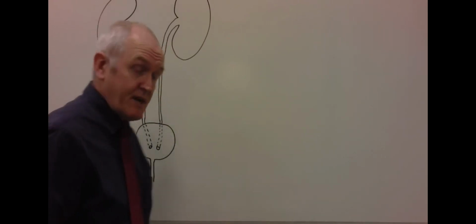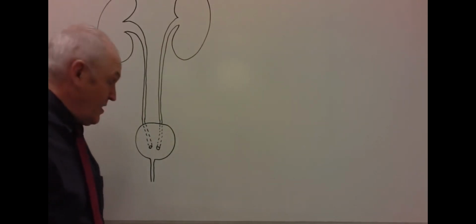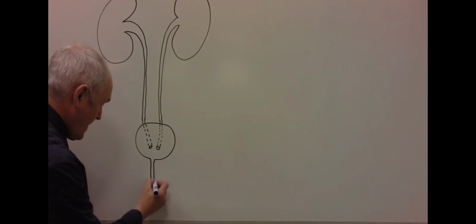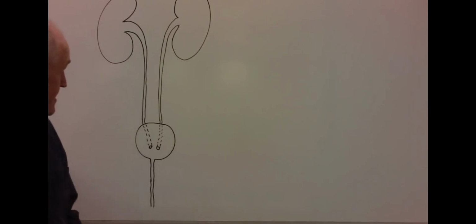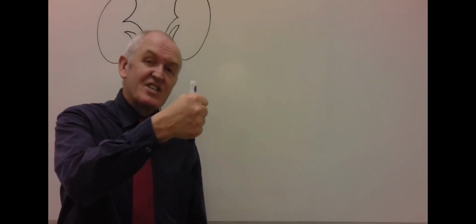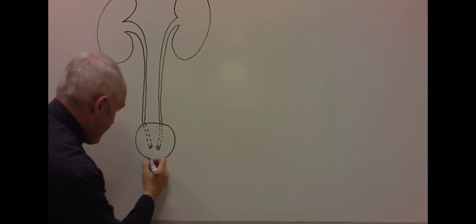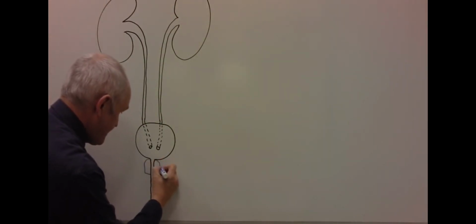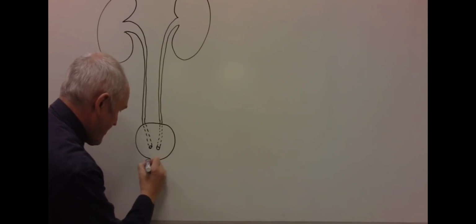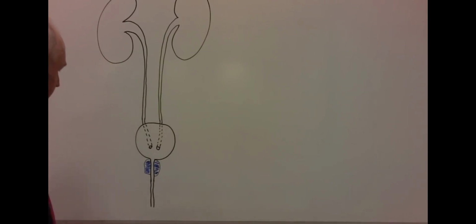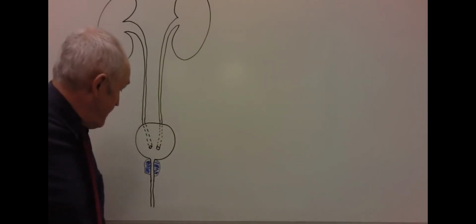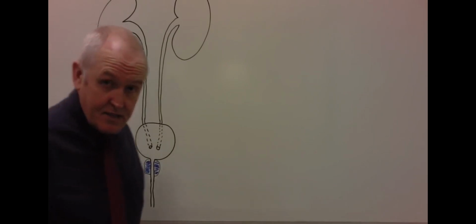And then the exit from the bladder is the urethra. In women, the urethra is relatively short. In men, it's going to be longer. And in men, the prostate gland surrounds the top of the urethra. So if that's the urethra, the prostate gland actually surrounds the urethra in men. So this would be the area of the prostate gland just here, surrounding the urethra. And this explains why men often have difficulty passing urine as the prostate gland enlarges.